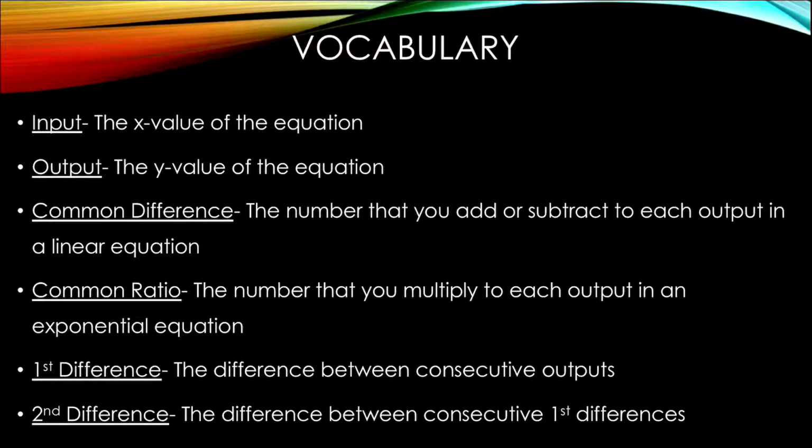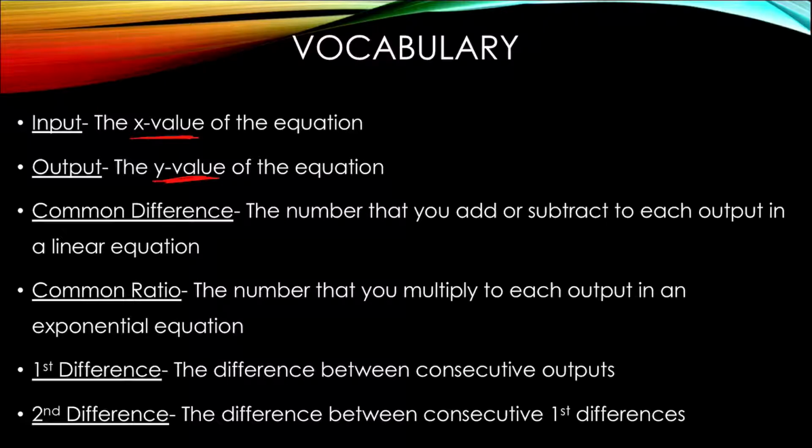All right, some quick vocabulary. The input value is the x value of the equation. Generally, it's the x value. The input value is the thing that you control. You're going to select what you put in, and then the output, which is generally the y value, is the thing that comes out. You don't have control of the output. You have control of the input value.